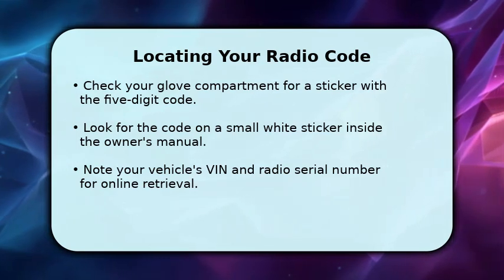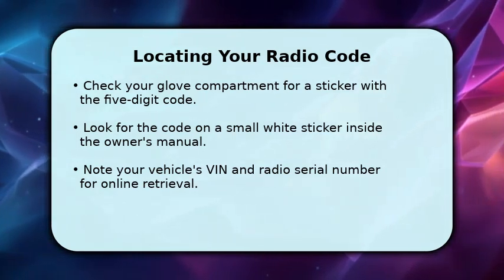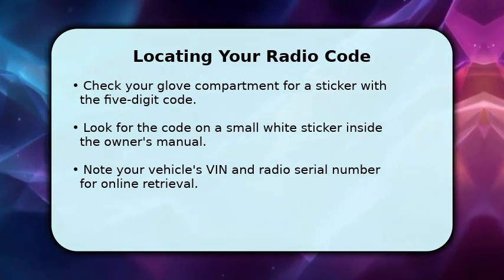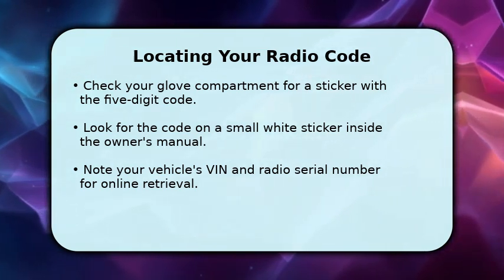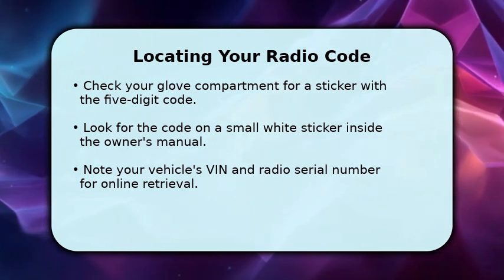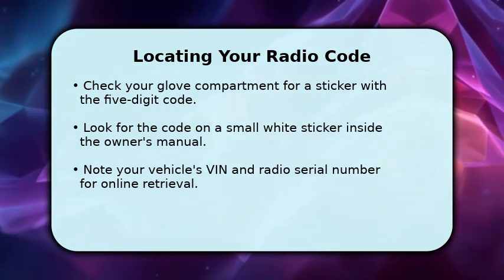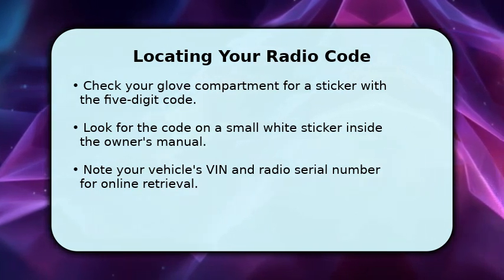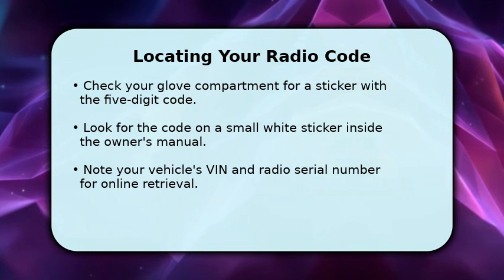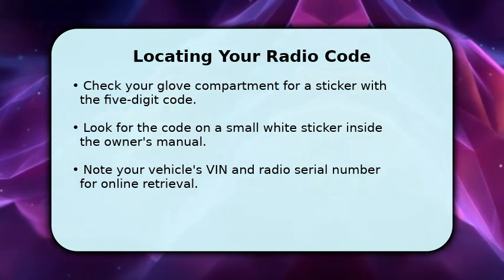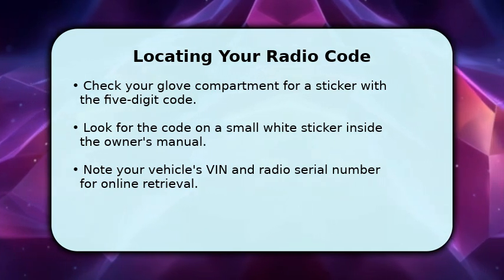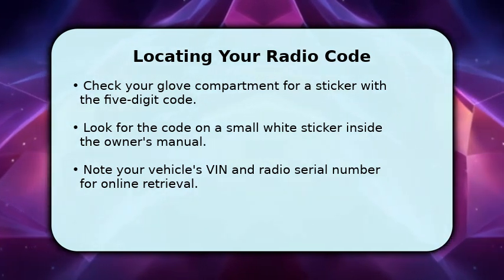Finding your radio code is the first crucial step. Often, it is on a small sticker inside your glove compartment, sometimes on the side panel. Another common spot is on a white sticker within your owner's manual. If you cannot find it there, you can retrieve it online using your vehicle identification number, or VIN, and the radio's serial number. The serial number is usually found by pressing and holding the 1 and 6 preset buttons simultaneously.